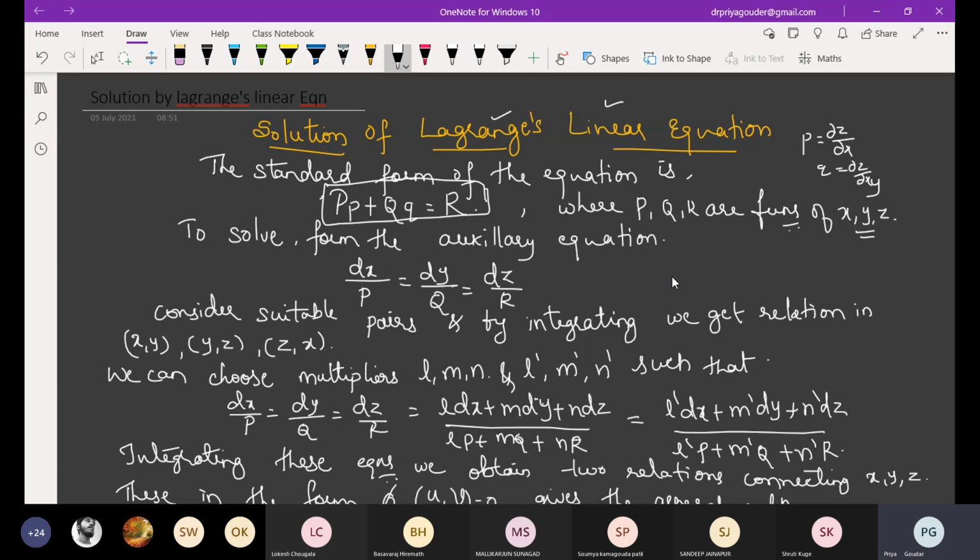It is not auxiliary equation, it is actually auxiliary equations, not singular but plural. Because you can choose the first and second as one set, second and third as the second set, first and third as another. These are the different possibilities, so you are going to get three sets of equations. Among them, you choose any two suitable pairs and try to integrate, converting by some simplification to, at most, variable separable form, not any other.